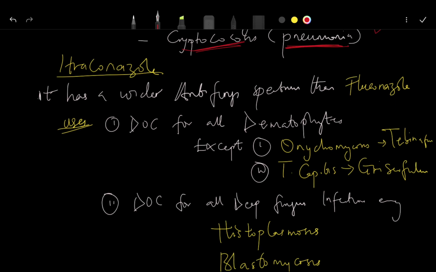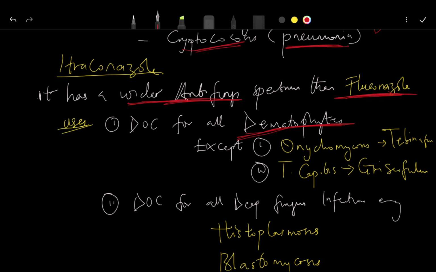Now we will talk about itraconazole. Itraconazole is the next one that was developed. This one has a wider antifungal spectrum than fluconazole. It's better than fluconazole. It has a wider range. So it is a drug of choice for all dermatophytes. It kills many of the dermatophytes.